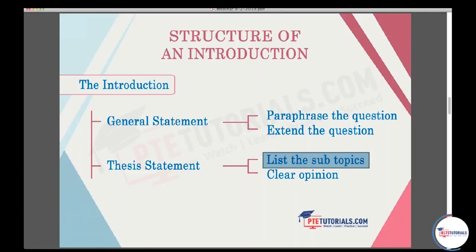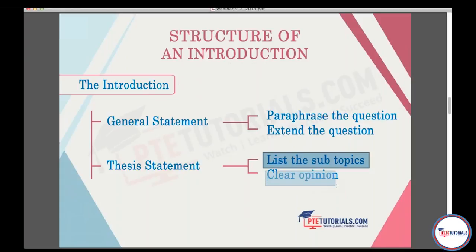Listing the subtopics means you have to give both the ideas. See, there are developing countries and developed countries. When you take developed countries, they tend to spend more money on building more roads. But developing countries, for the economy, in order to improve their income, they want to spend government funds on public transport. When you're listing the subtopics, you have to give both the sides. That is, you have to talk about the positive side of public transport and the positive side of building more roads.